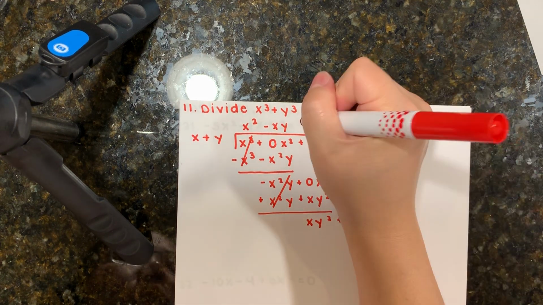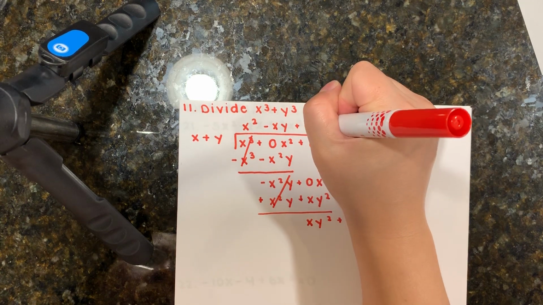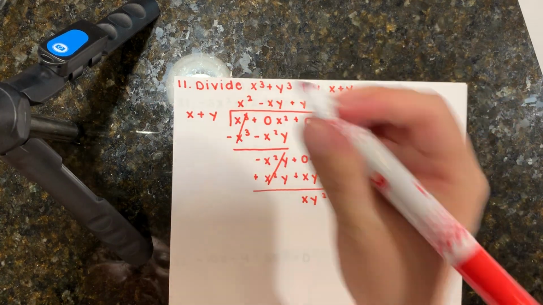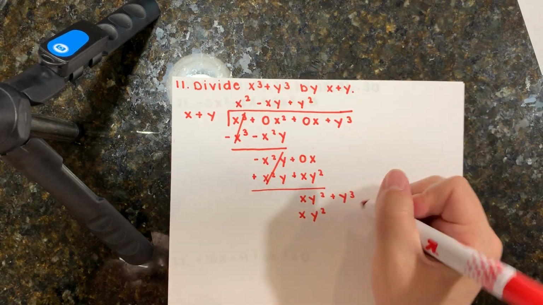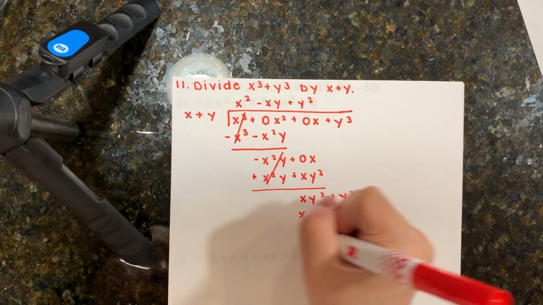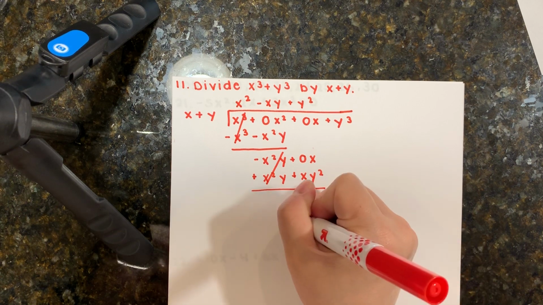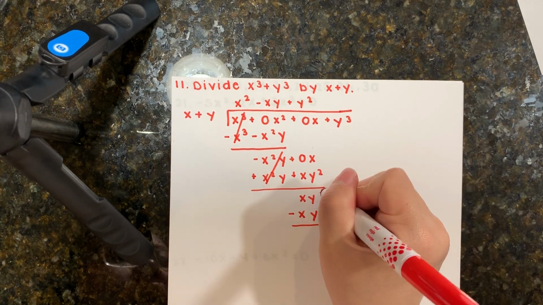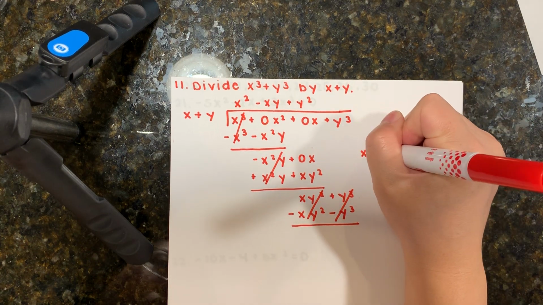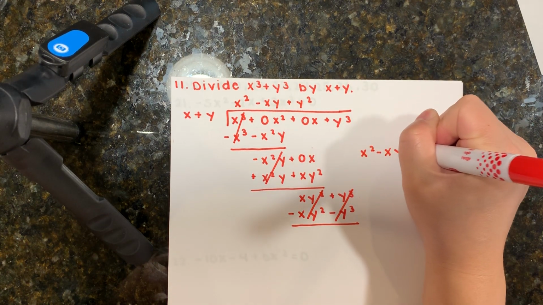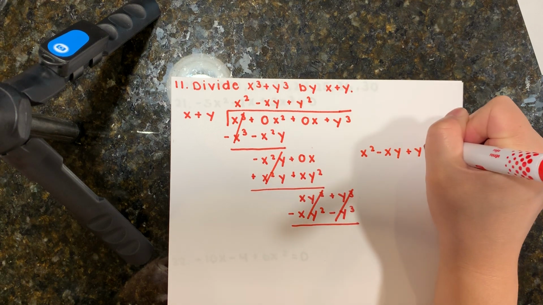So when I divide this by x, you're just left with the y squared. And when you multiply y squared times x, you would get xy squared. When you multiply y squared times y, you get y cubed. And then you're going to subtract. And both of those terms cancel, meaning your answer is going to be x squared minus xy plus y squared.